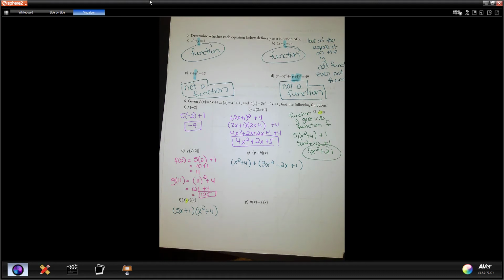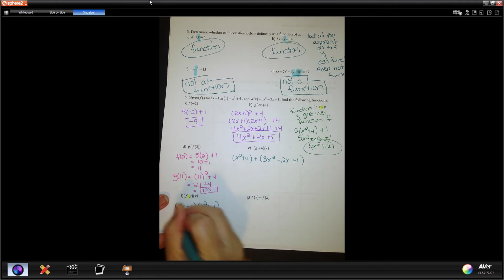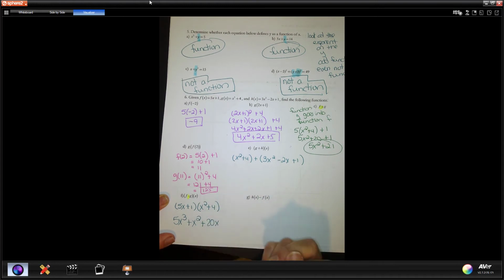And then our last one that we would happen to, and if you're curious, you end up with 5x to the third plus x squared plus 20x plus 4. So very different than our composite.